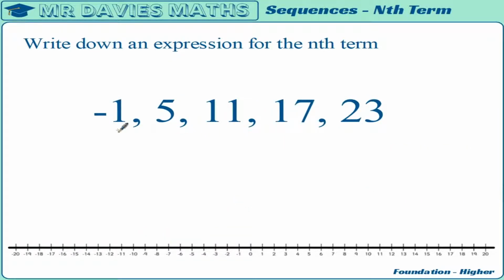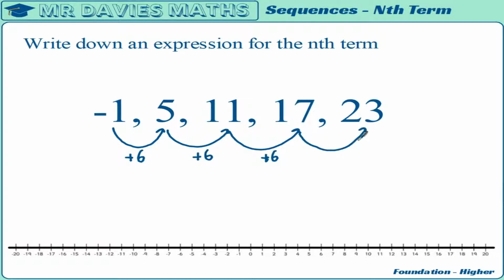Right, this one. So this one starts at minus 1 and then goes up to 5. I'm going to say we've added on 6 there. Let's check. Yep, add 6, check, add 6. I always check a couple of these just to make sure it's definitely going up in the same value every time. I'm going to call that the 6 times table. But it's not the 6 times table. Here's the 6 times table. 6, 12, 18, 24, and so on.